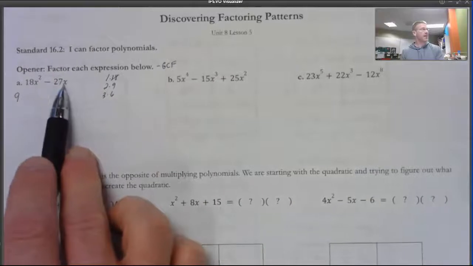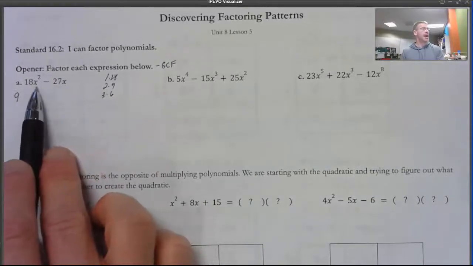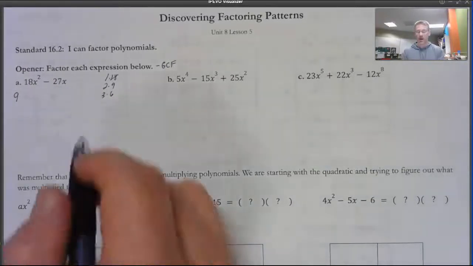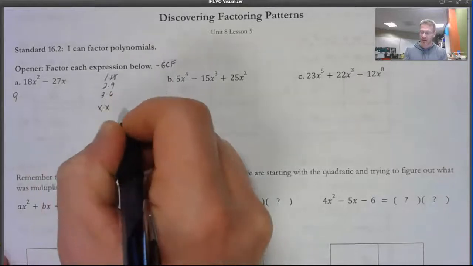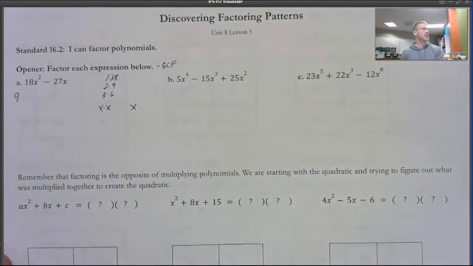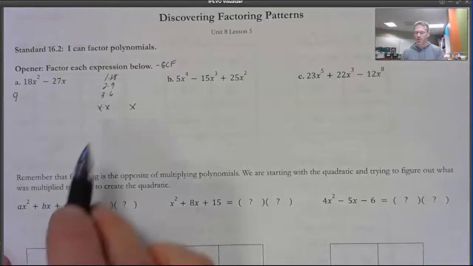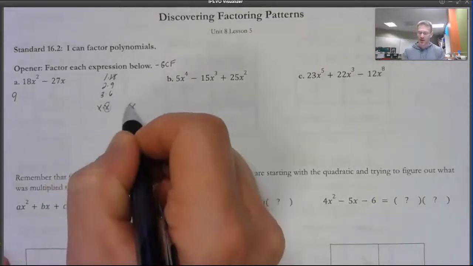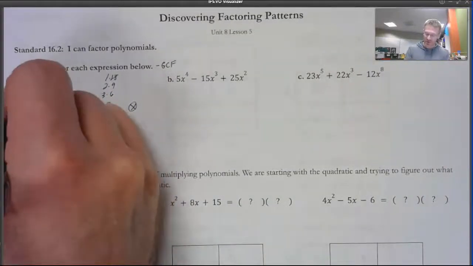Now, when we talked about the variables, what we said is, how many can we take out of each group? So if I have x squared, that's x times x. If I have just an x in the second number there, what can I take out of both? I can take an x out of both. So that would be the GCF with our variables.